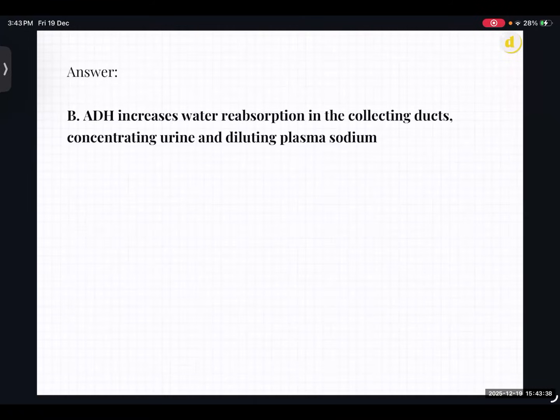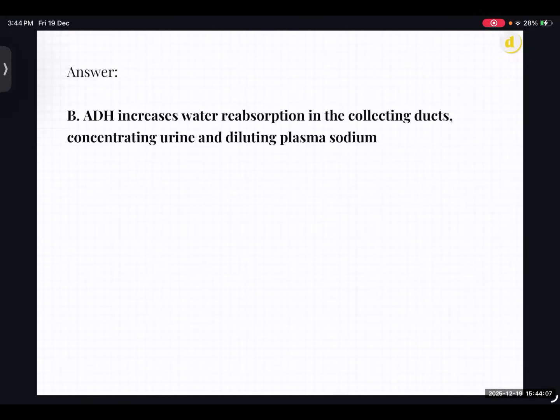As we just discussed, ADH increases water reabsorption alone. It does not play with sodium at all. So if we're taking water out of our urine and putting it back into the plasma, what is the result? We're not playing with any ions, no salts, nothing. Just the water, taking it from one place and putting it back in another place.